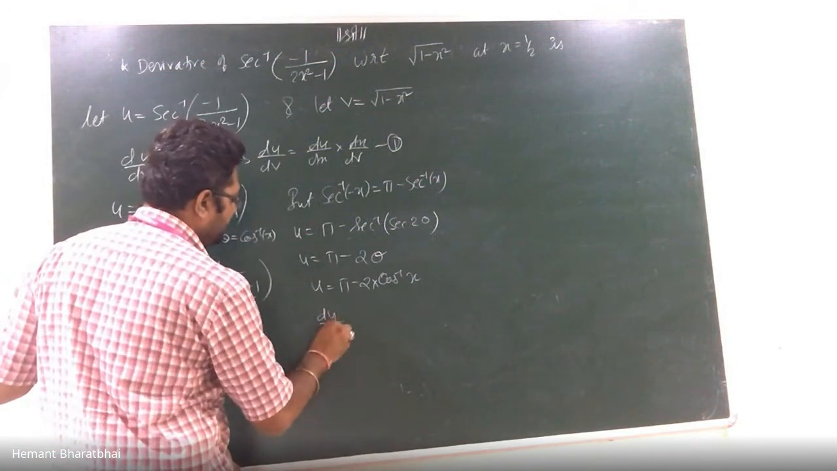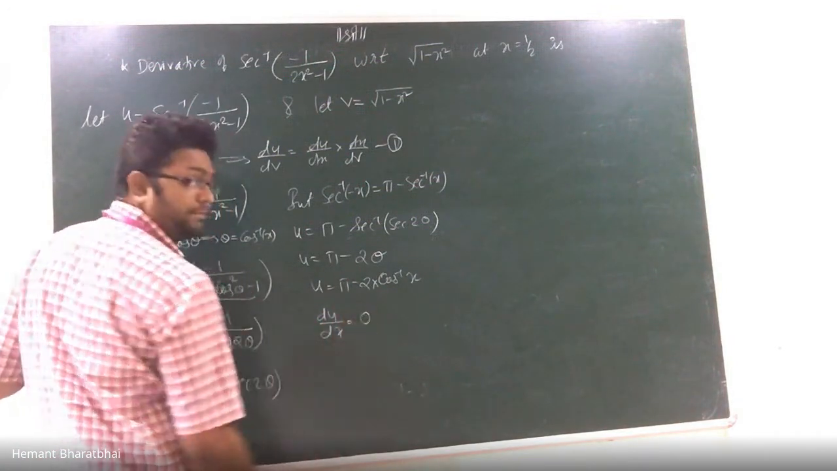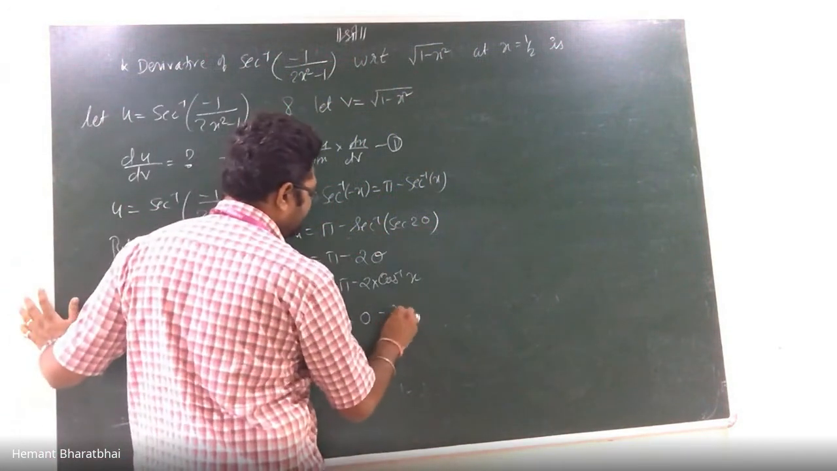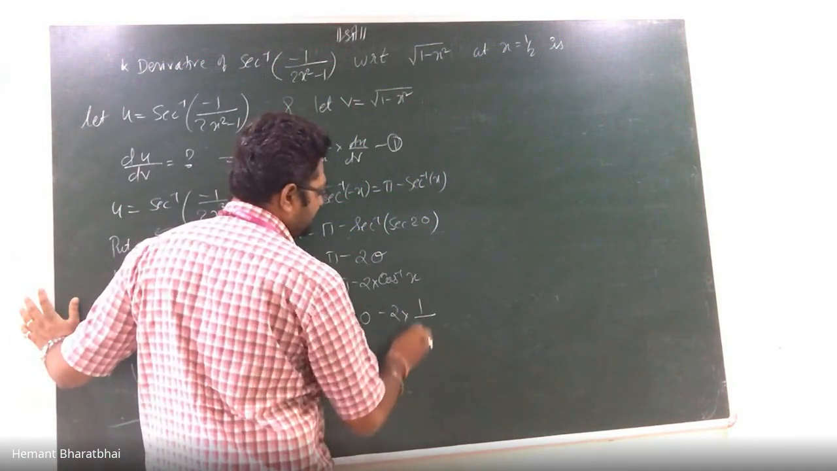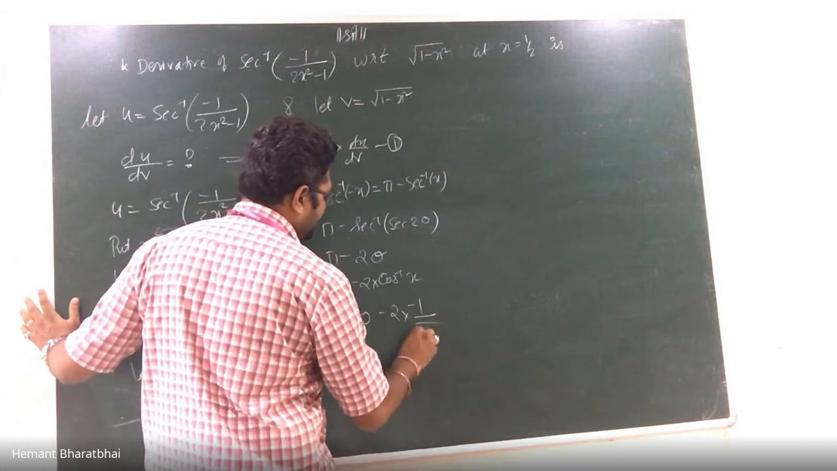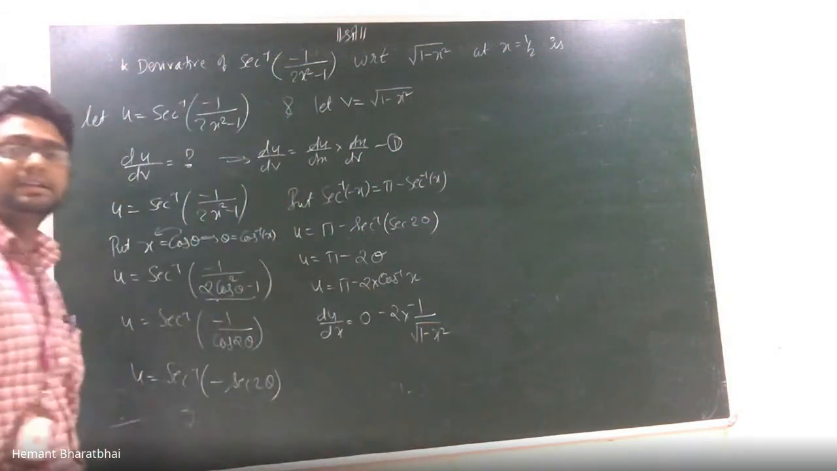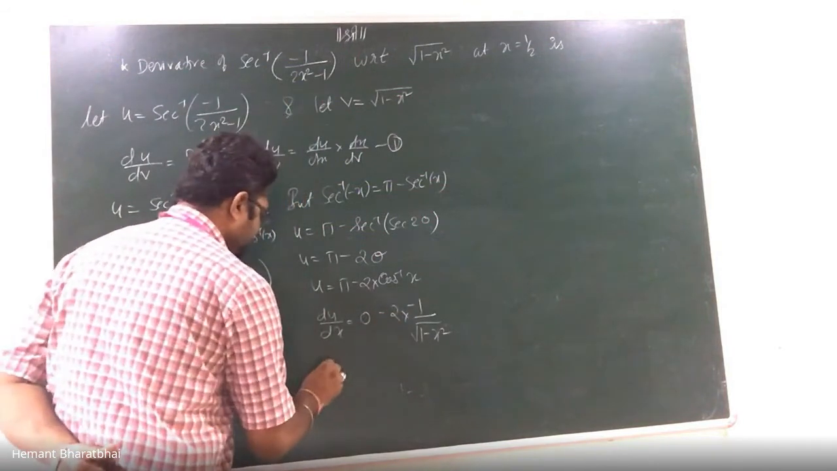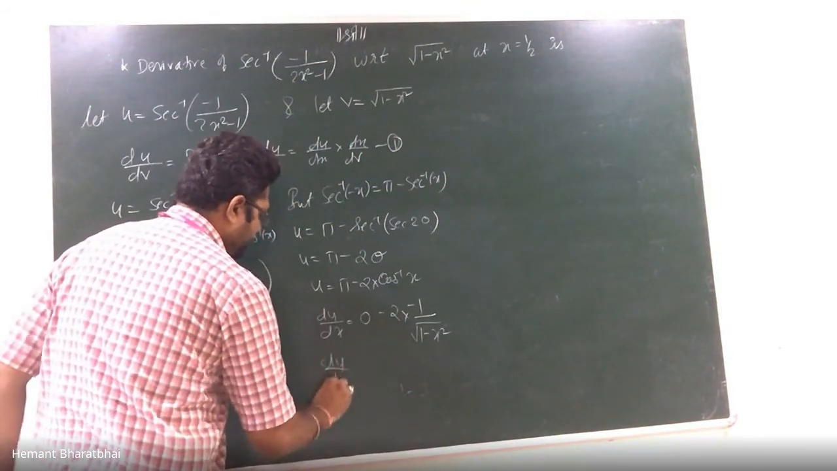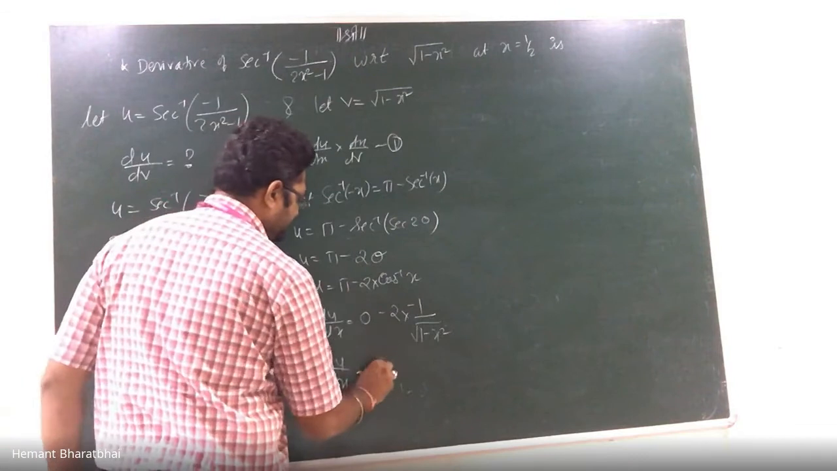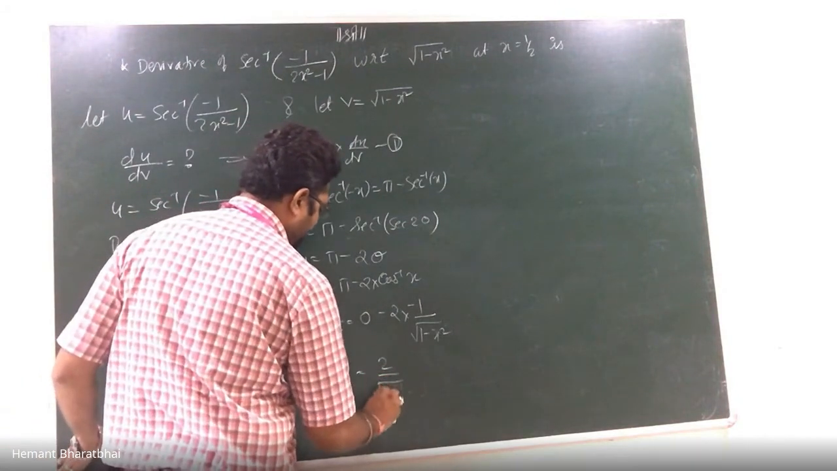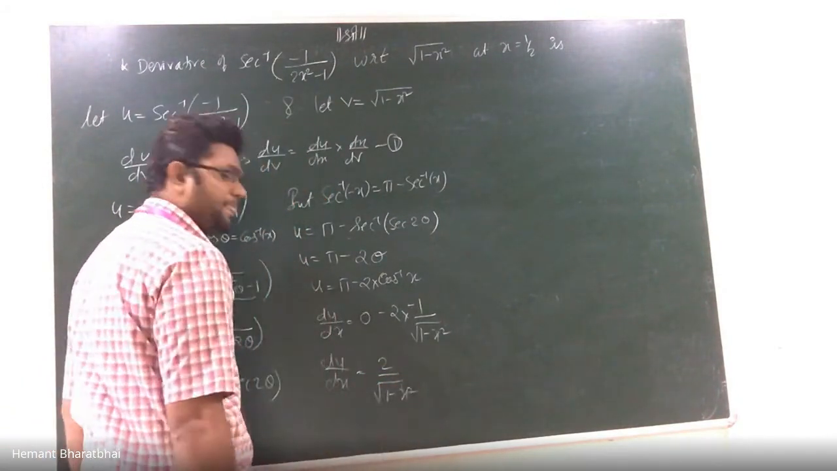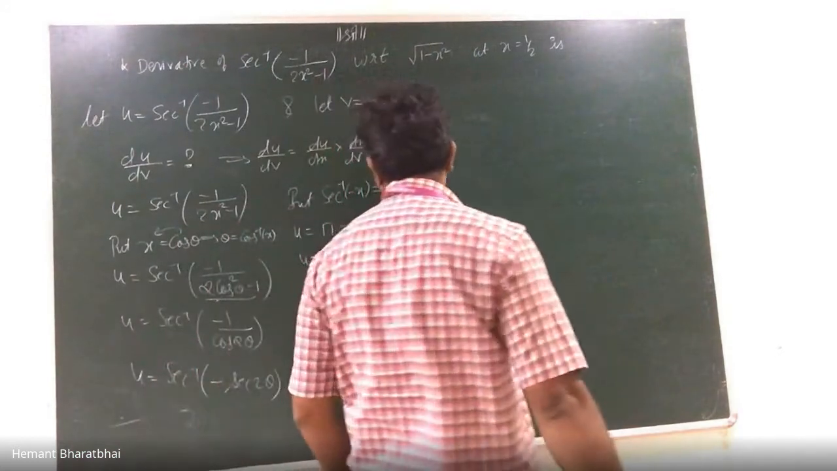Therefore I'll get du by dx is equal to derivative of pi, which will be 0, minus 2 into derivative of cos inverse of x, which is minus 1 upon under root of 1 minus x square. So minus gets cancelled. So I'll get du by dx is equal to 2 upon under root of 1 minus x square. This is the value of du by dx.